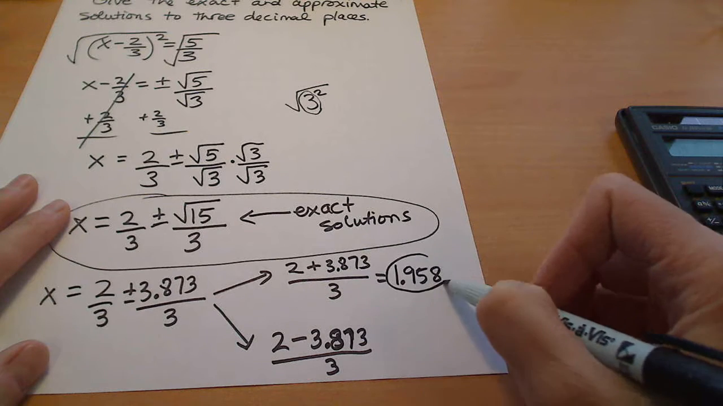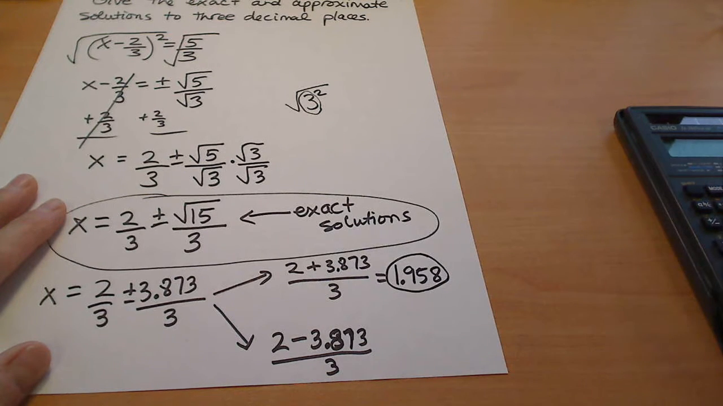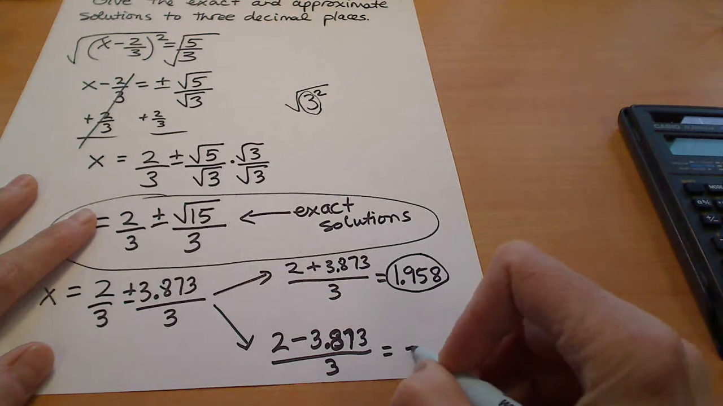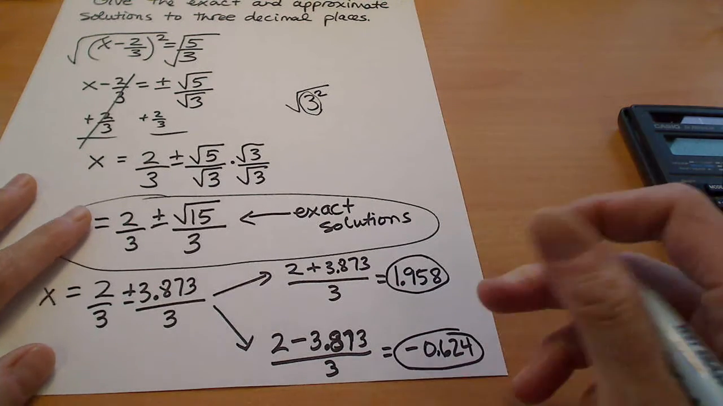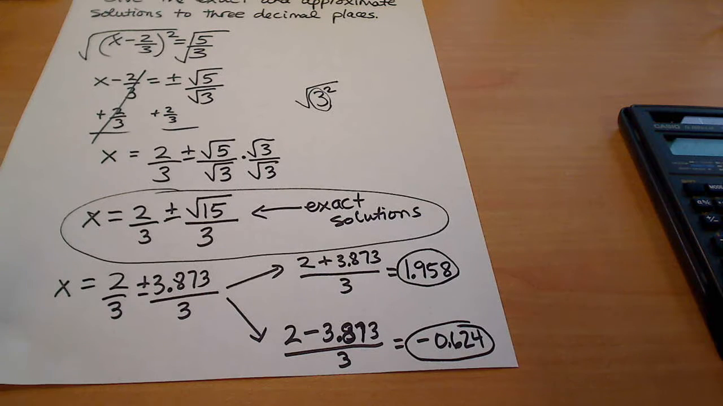So this would be one of the approximate solutions. And then we've got negative 1.873, divide by 3. So we're going to get a negative 0.624 for the other approximate solution. Okay, and that would be it in this problem.